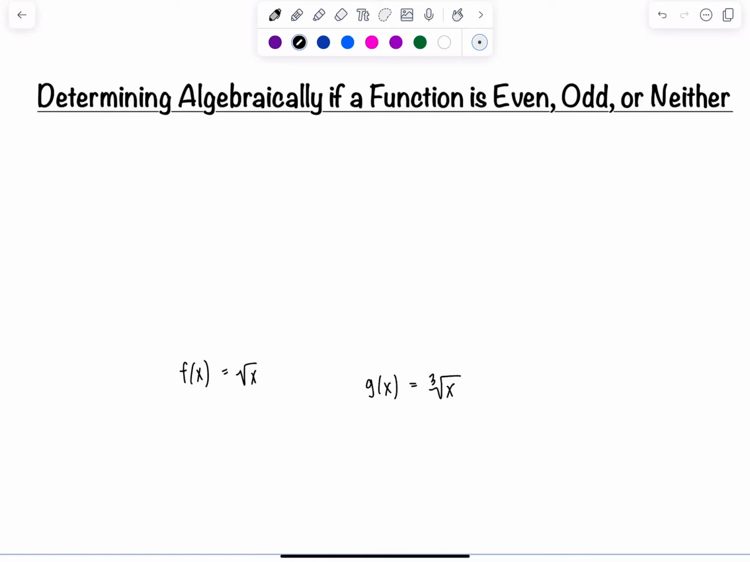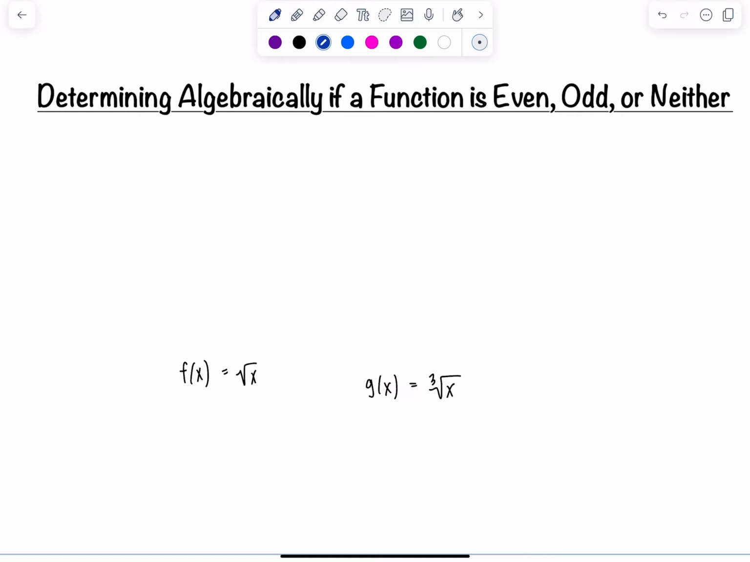This is a part 2 video on determining algebraically if a function is even, odd, or neither. And I had a request from one of my YouTube viewers out there to do more examples on this topic, so here you go.